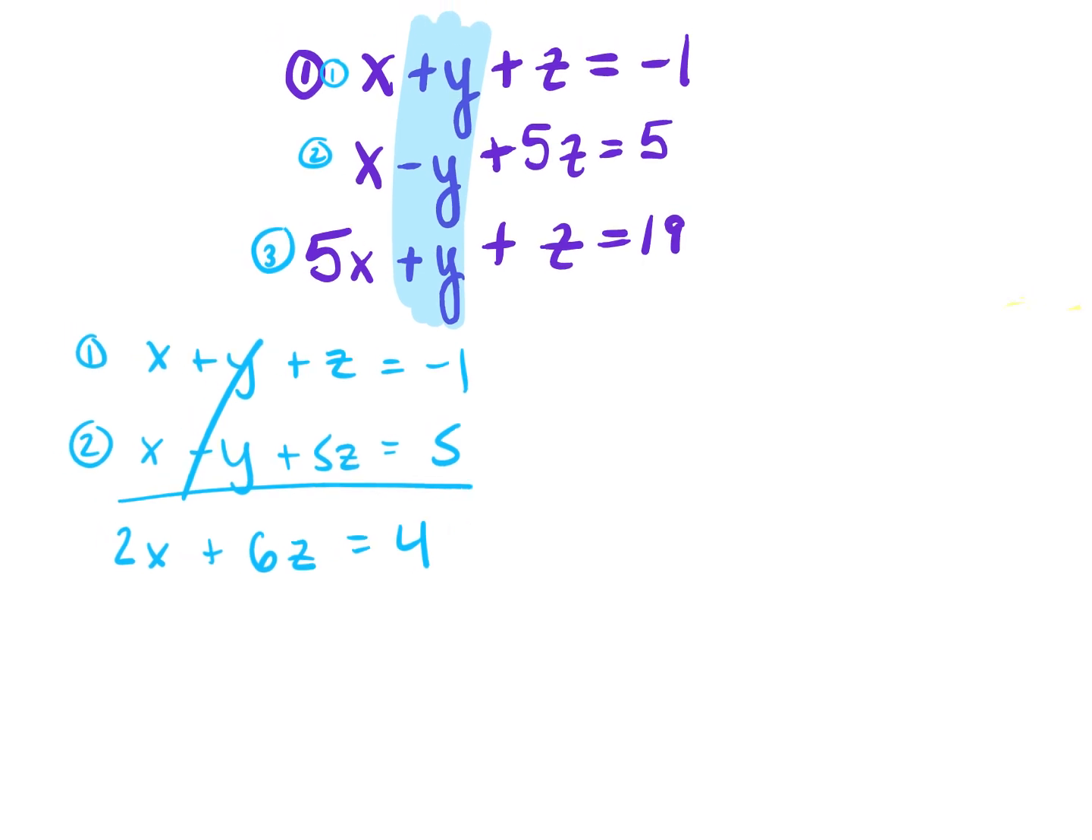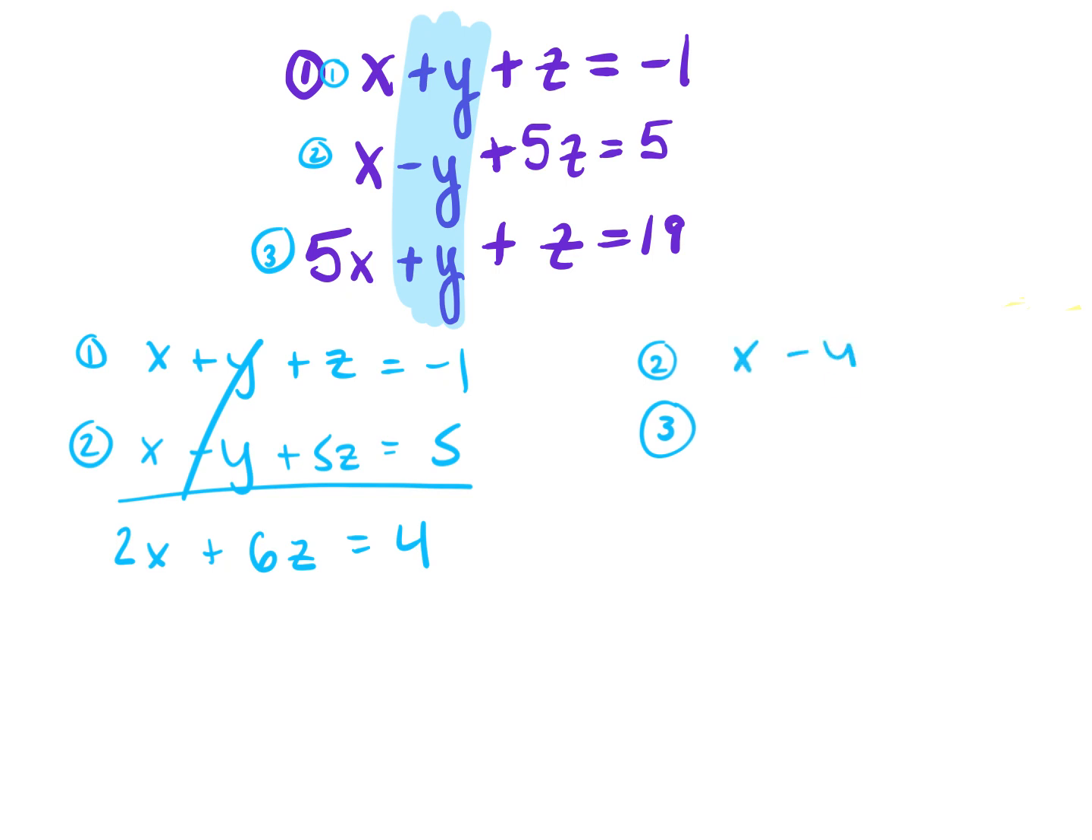We can do 1 and 3, but I would maybe recommend 2 and 3 just because the y's are already negative. We want to cancel out the y's again. So if we canceled out the y's the first time, you have to cancel out the y's again. So I'm going to say 2 and 3 would be a little bit easier. You can totally do 1 and 3. You just have to multiply one of your equations by a negative.